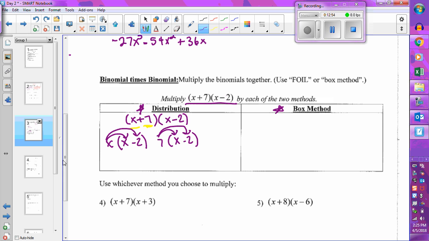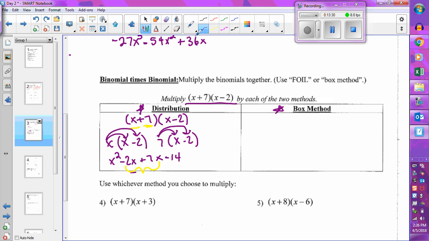Okay? So when I do that, x times x is going to give me x to the second degree, and then it's going to give me a negative 2x. Okay? And then 7 times x is going to give me a positive 7x, and 7 times a negative 2 is going to give me a negative 14. Now we have to look at what we have here and see if there's anything that we can combine. And we can combine because we have like terms. So the 2x and the 7x can be combined.